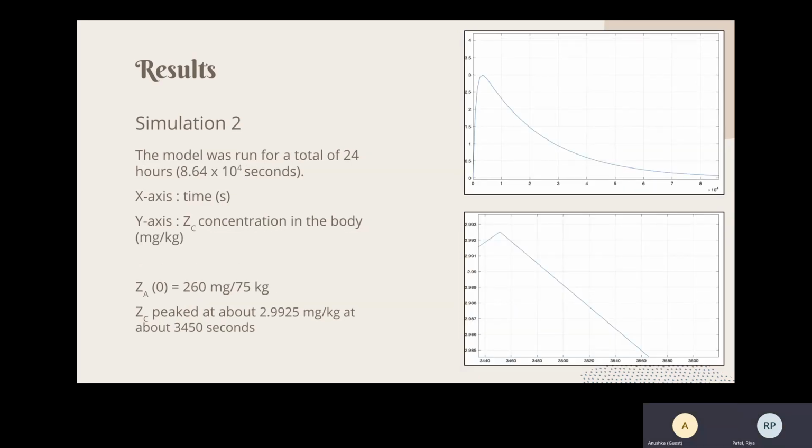For the second simulation, the same amount of time was run with the same axes, but this time the initial condition for the dosage, Z of A, was given as 260, double the previous one. This showed that the concentration in the body this time peaked at about 2.99 milligrams per kilograms at about 3,450 seconds, but the graph still remains the same shape as nothing else was changed.